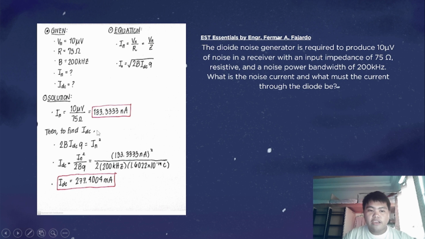Then we need to find I sub DC, or the current through the diode. By algebraic manipulation, we can express I sub DC in terms of I sub n as I sub n squared over 2BQ. Then substitute all the given values, where Q is the electron charge, which is 1.06022 times 10 raised to negative 19 coulomb, and we get the current through the diode is 277.4004 milliamperes.